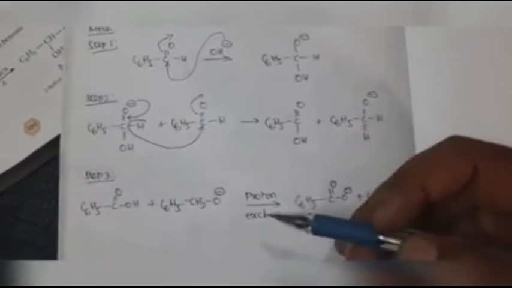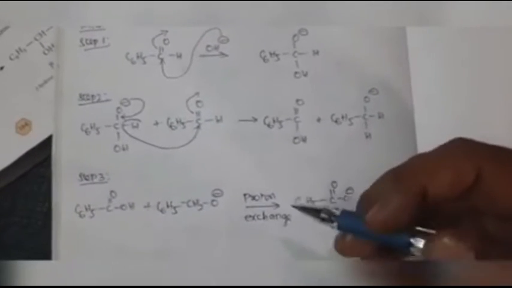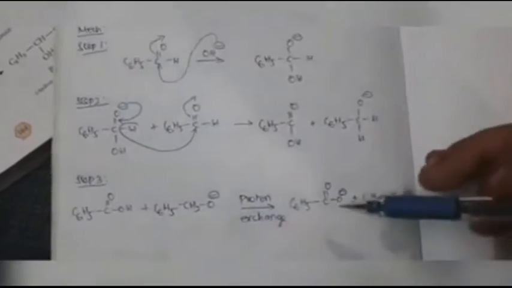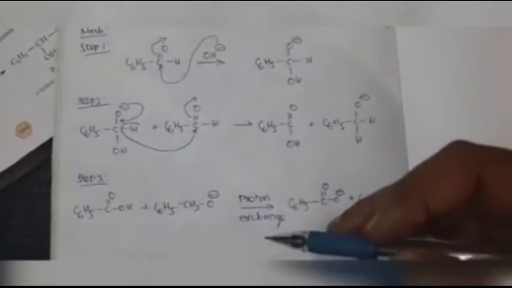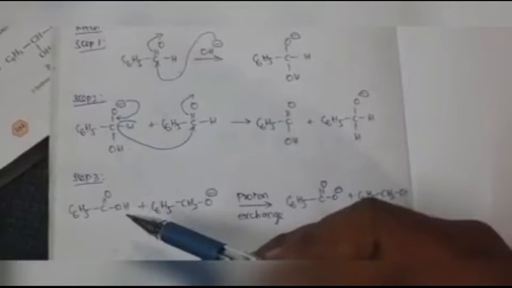Here proton exchange takes place. That means proton, H plus. This hydrogen moves here. If this H plus moves here, then C6H5CH2OH is formed. After losing H plus, C6H5COO minus is formed. So here proton exchange takes place. That means one hydrogen moves from this molecule to this ion.